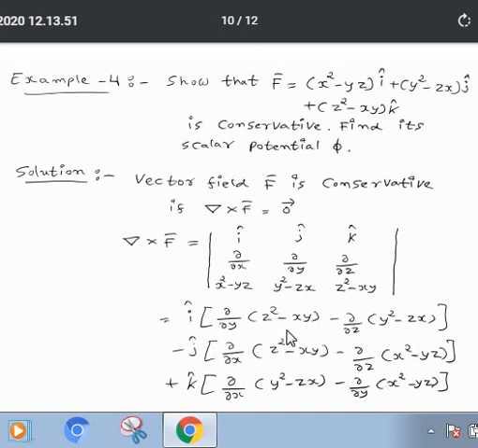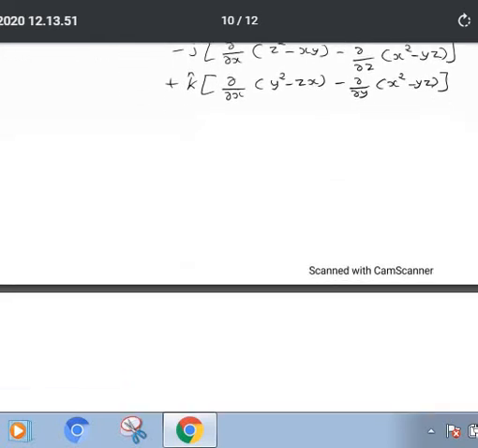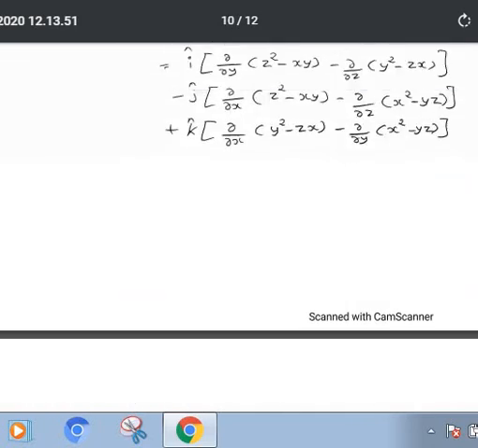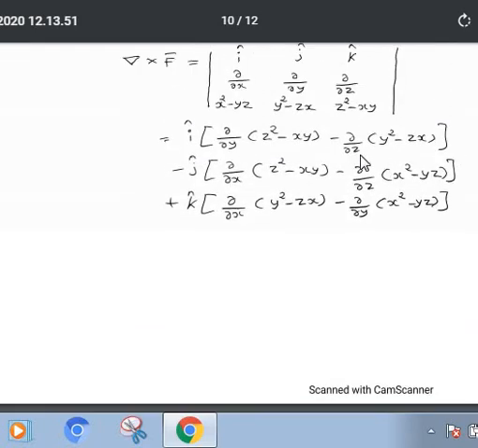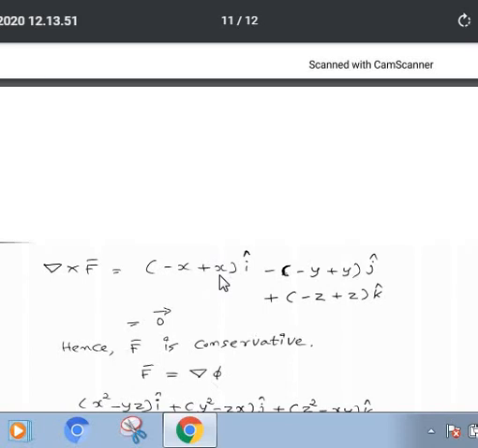Now we have to find out the partial derivatives, right? So the partial derivative of z square with respect to y, the result is 0, and the partial derivative of xy with respect to y, the result is minus x. Then the partial derivative of y square with respect to z, the result is 0, and minus zx with respect to z, the result is minus x, and minus minus is plus x. So minus x plus x, that will be cancelled out, 0.